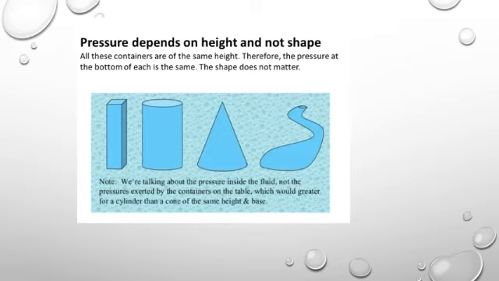The next property is that pressure depends on height but not on the shape. You can see on your screen there are cans of different shapes. All these containers have the same height. Therefore, the pressure at the bottom of each is the same. It means the pressure depends only on height, not on the shape.